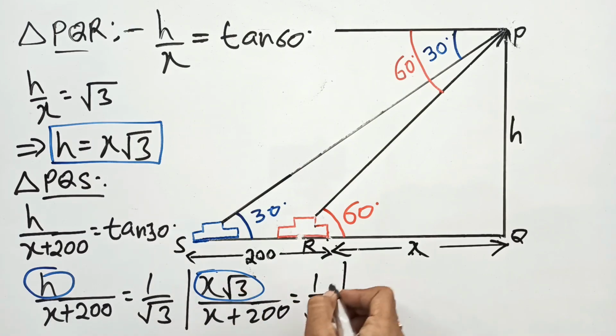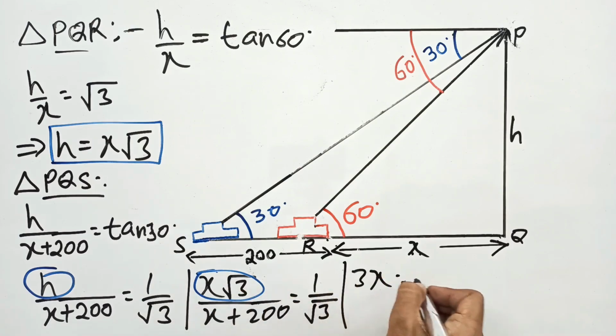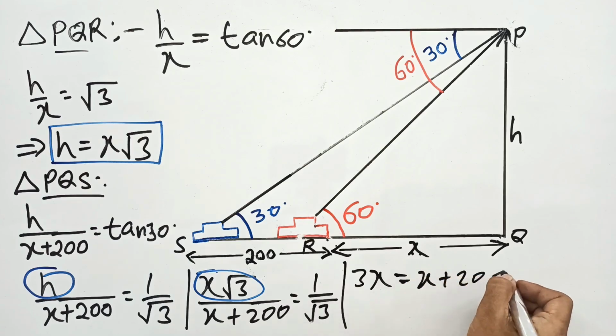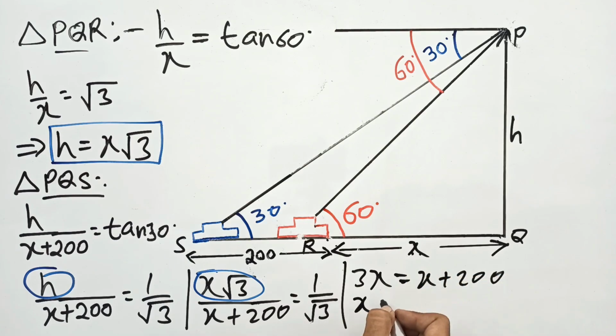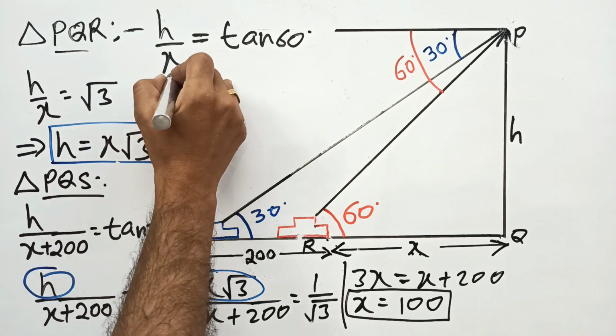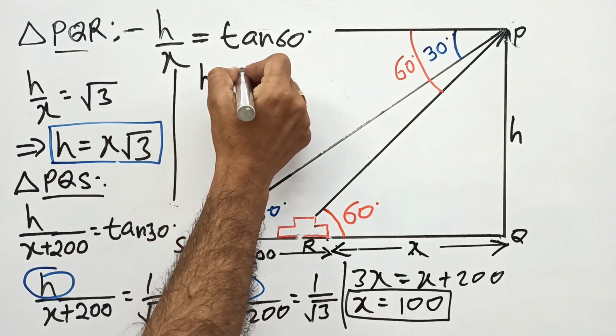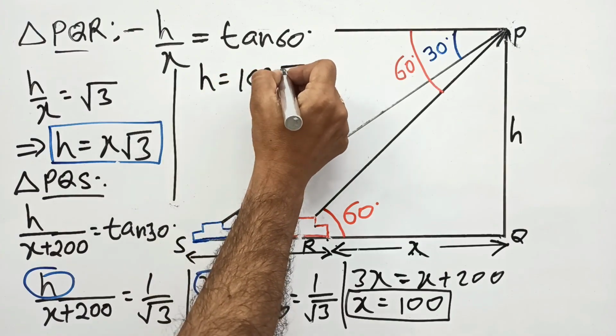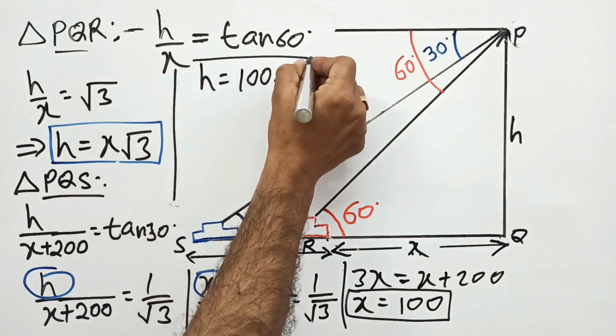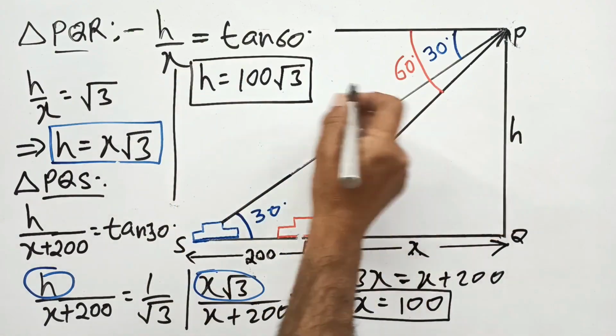If I cross multiply, this will be 3x is equal to x plus 200. So 2x is equal to 200, so x is equal to 100. I have written it directly. Now in this equation we can put the value of x as 100. So the height of the building is 100 root 3.